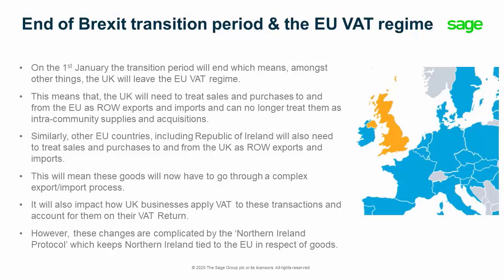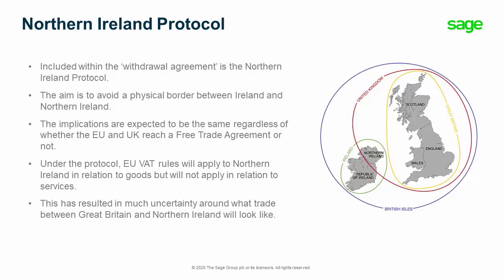However, these changes are complicated by the Northern Ireland Protocol, which keeps Northern Ireland tied to the EU in respect of goods. So what do we mean by the Northern Ireland Protocol? Well, the aim of it is to avoid a physical border between Ireland and Northern Ireland, and the implications are expected to be the same regardless of whether the EU and UK reach a free trade agreement or not. Under the protocol, EU VAT rules will apply to Northern Ireland in relation to goods, but will not apply in relation to services. And this has resulted in much uncertainty around what trade between Great Britain and Northern Ireland will look like. Although it's worth saying that HMRC's view is that this is now largely defined.